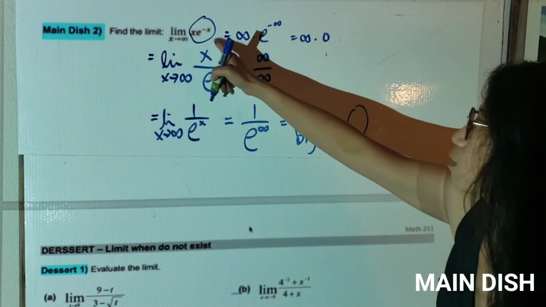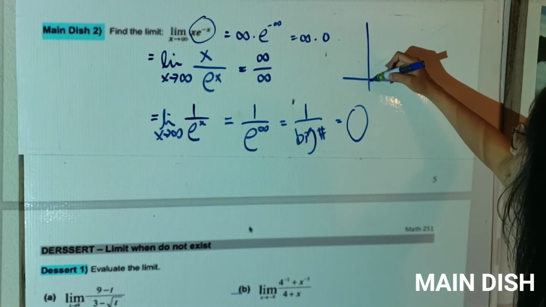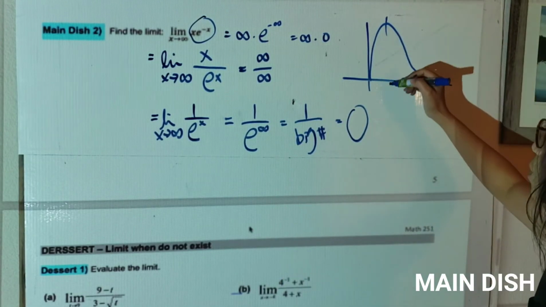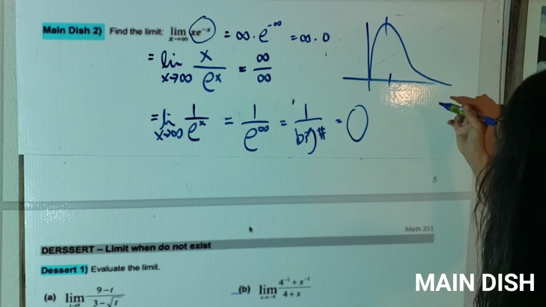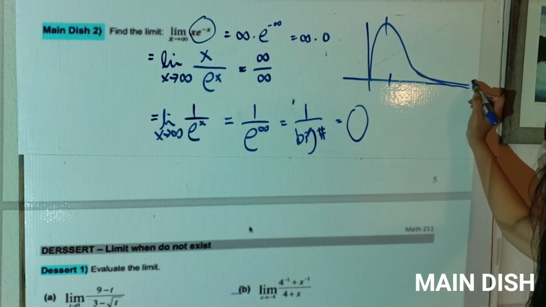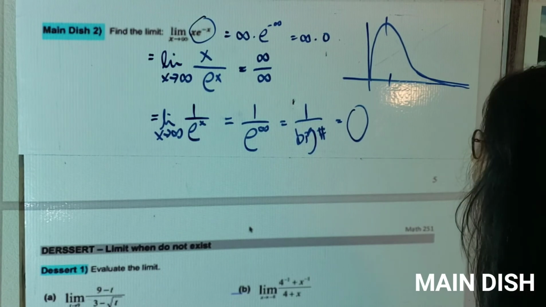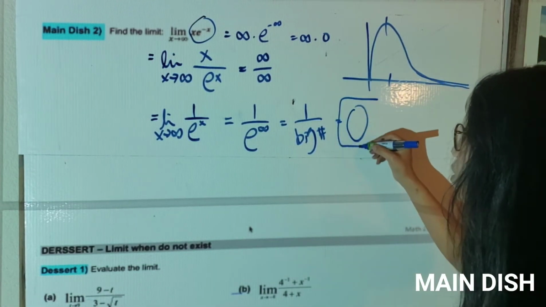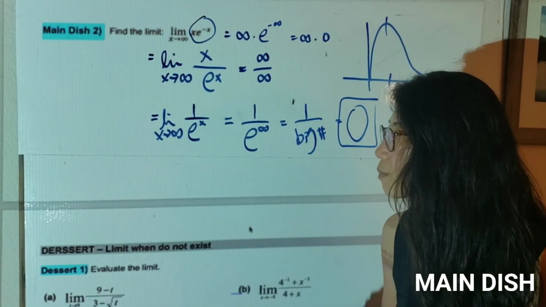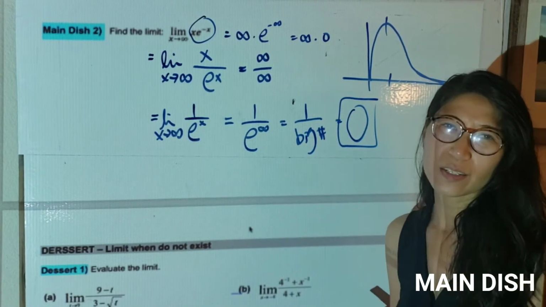We have talked about this one as a drug dosage, right? Basically it's going to peak at a certain time, at your critical point, and then it's going to go on to 0. So that's what this means. I want you to understand that sometimes you cannot apply the rule right away, but you can manipulate a little bit. So let's continue.